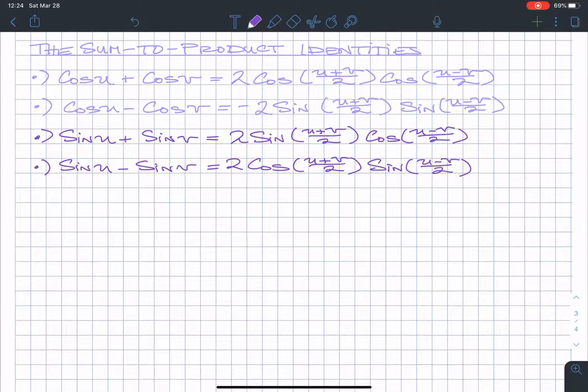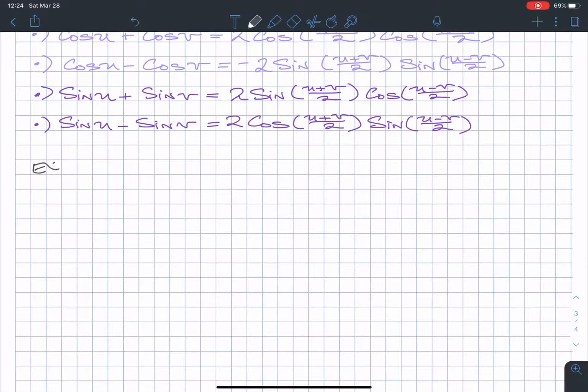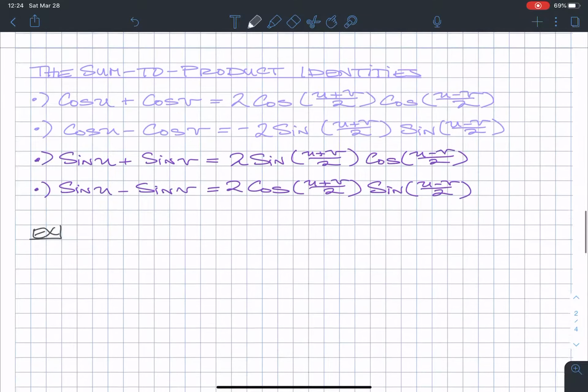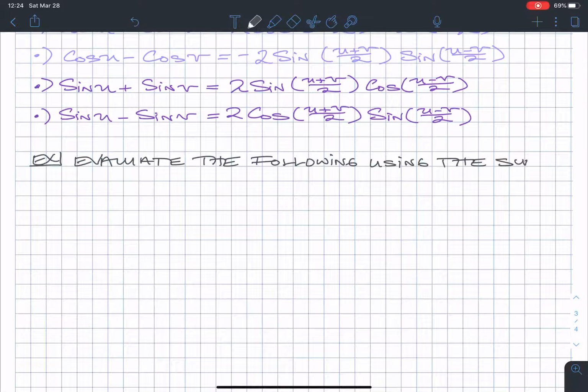Okay, so let's do a couple examples with these. So for example, evaluate the following using the sum to product identities.